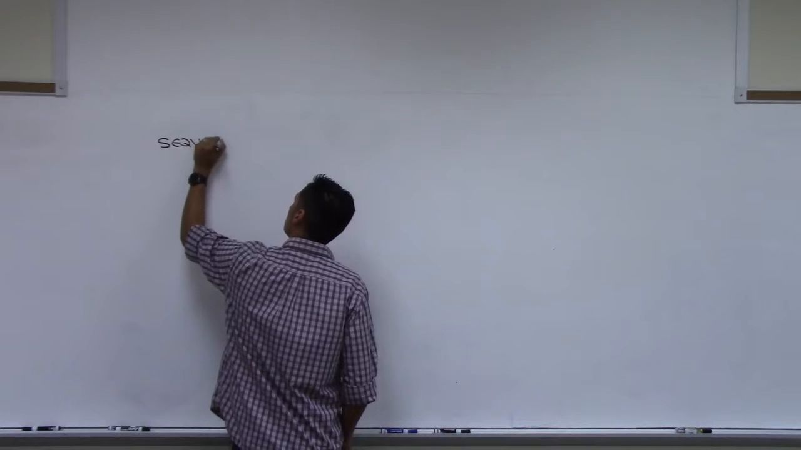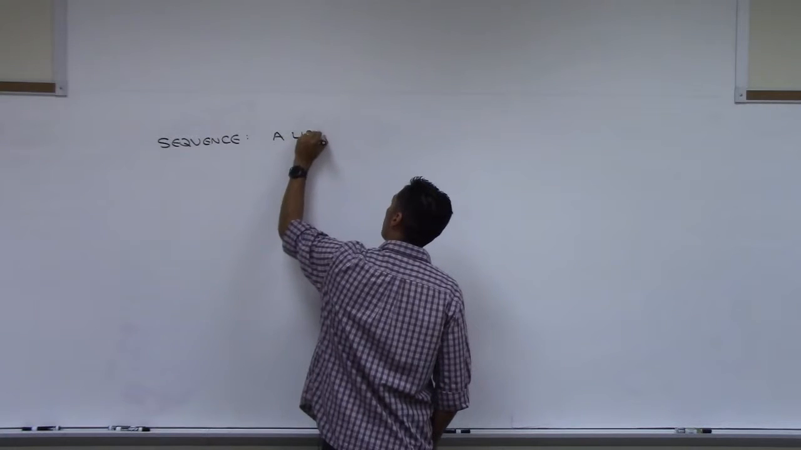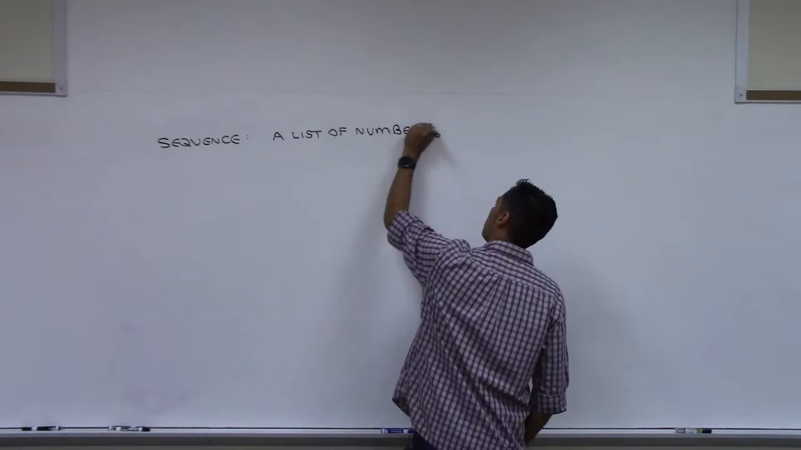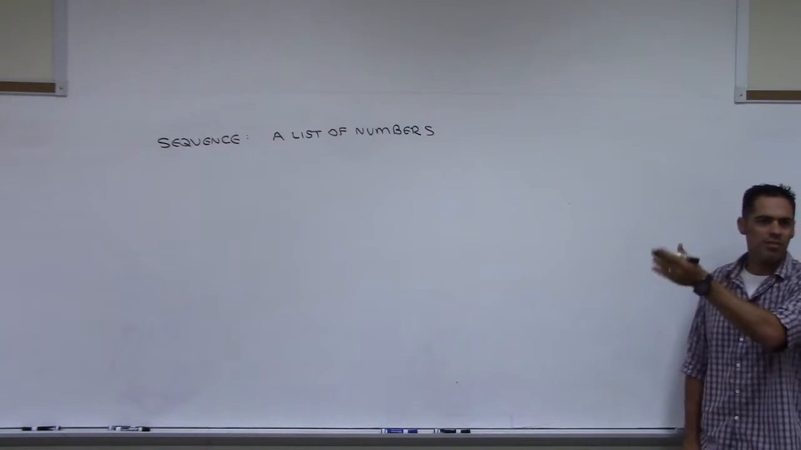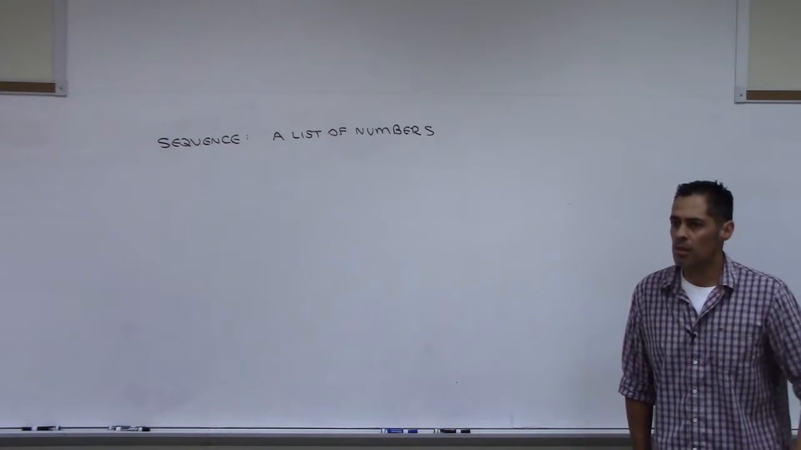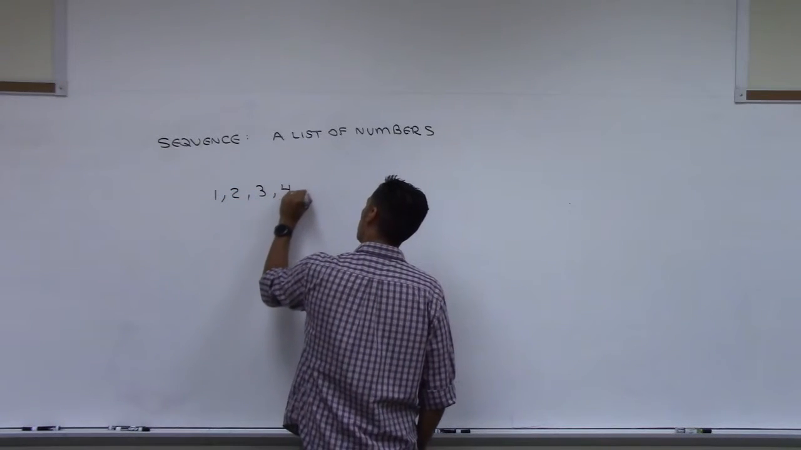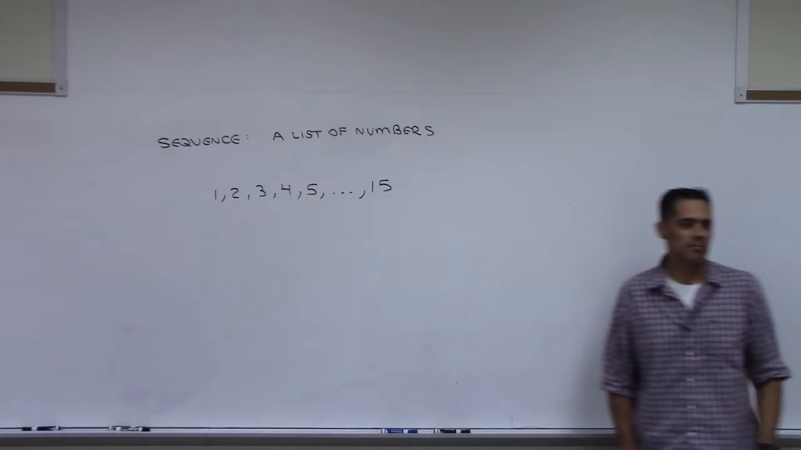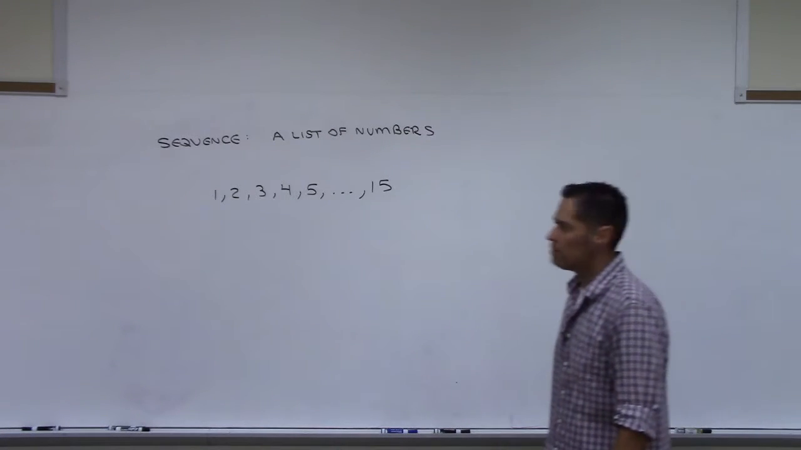A sequence, by definition, is a list of numbers. That's it. It's a list of numbers. All right? Now, later on in math, you can have sequences that might be a list of functions or something like that. But for what we're doing today, we're going to say a sequence is a list of numbers. So I'll just list some numbers out here. 1, 2, 3, 4, 5, let's stop at 15. That is a sequence of numbers, isn't it? Those are the counting numbers. That's an example of a sequence.